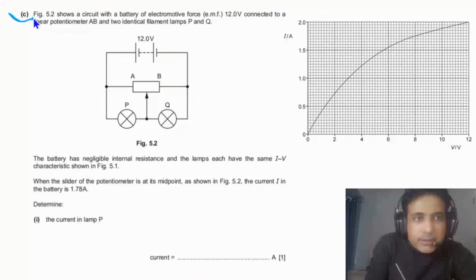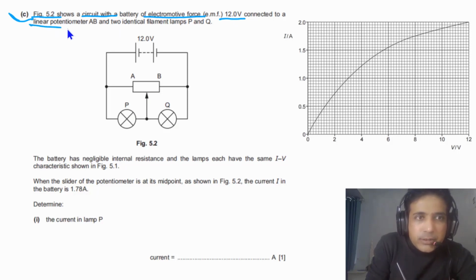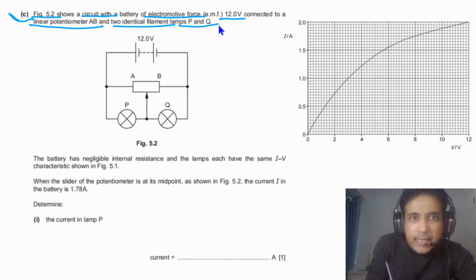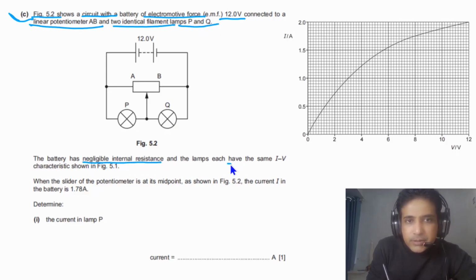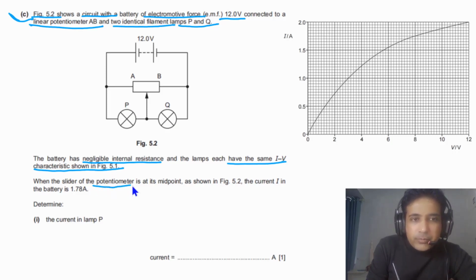For part C, it is given to us: figure 5.2 shows a circuit with a battery of electromotive force 12 volts connected to a linear potentiometer AB and two identical filament lamps P and Q. The battery has negligible internal resistance and the lamps each have the same IV characteristics shown in figure 5.1. When the slider of the potentiometer is at its midpoint as shown in figure 5.2, the current in the battery is 1.78 A. Determine the current in lamp P.